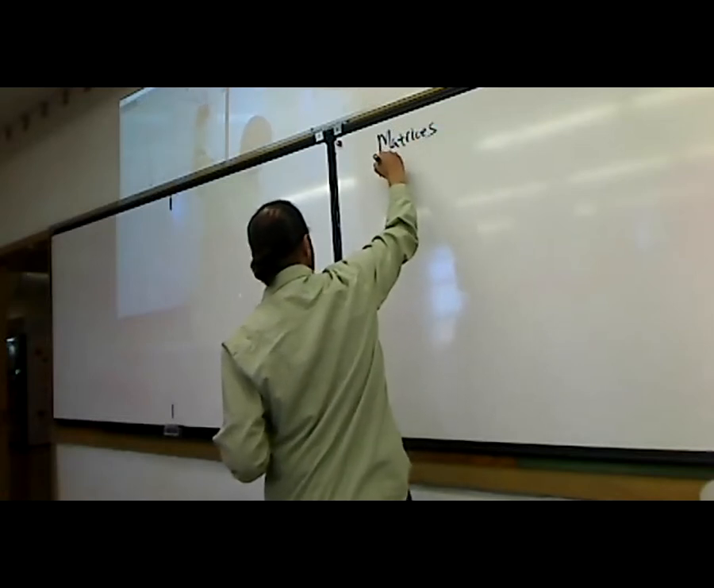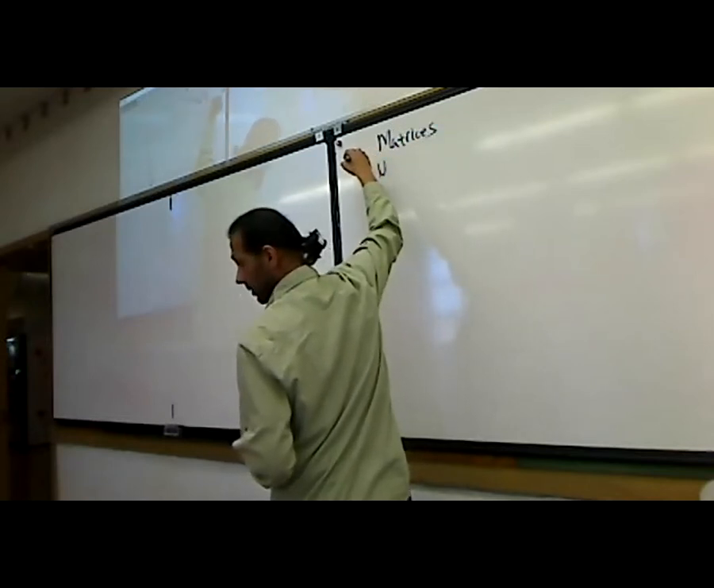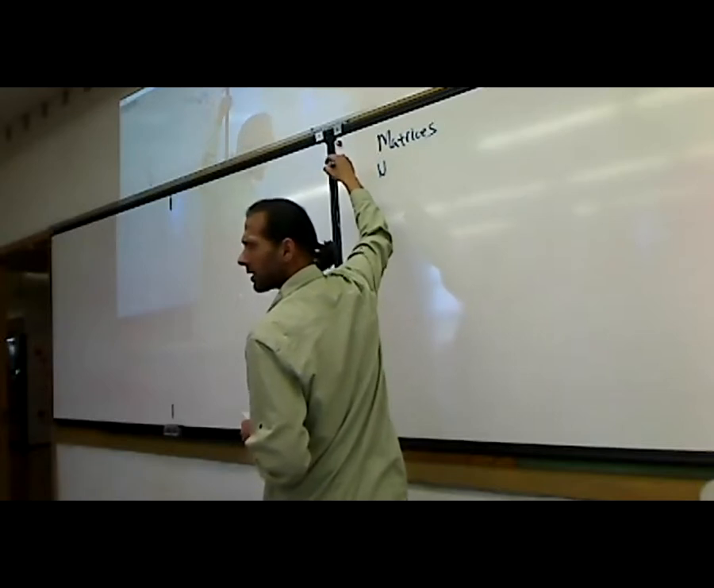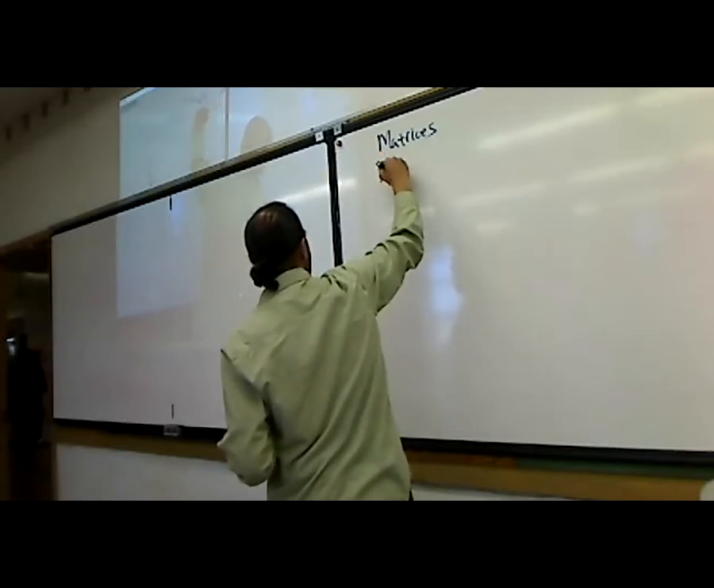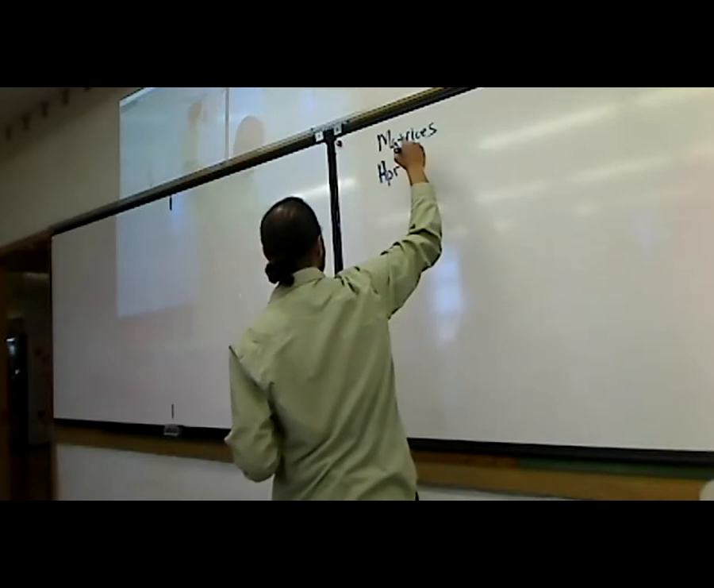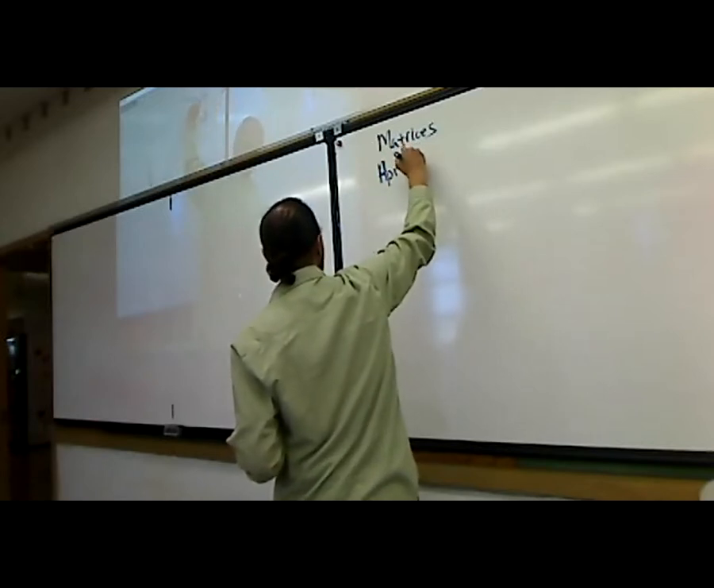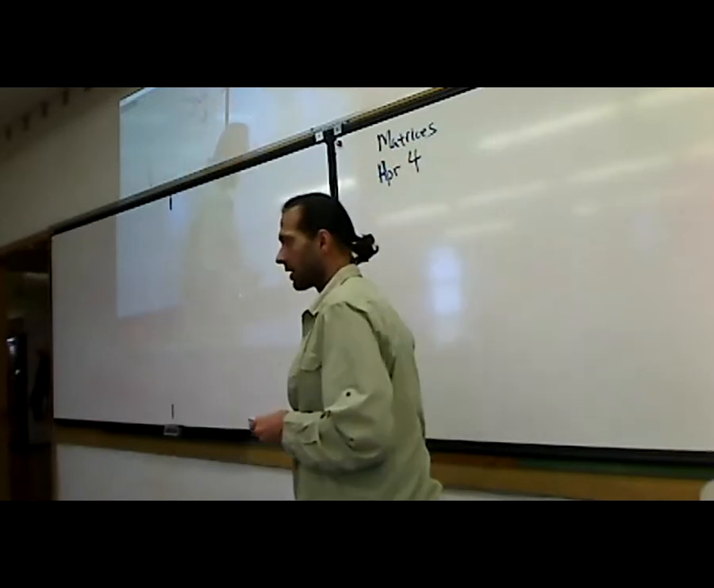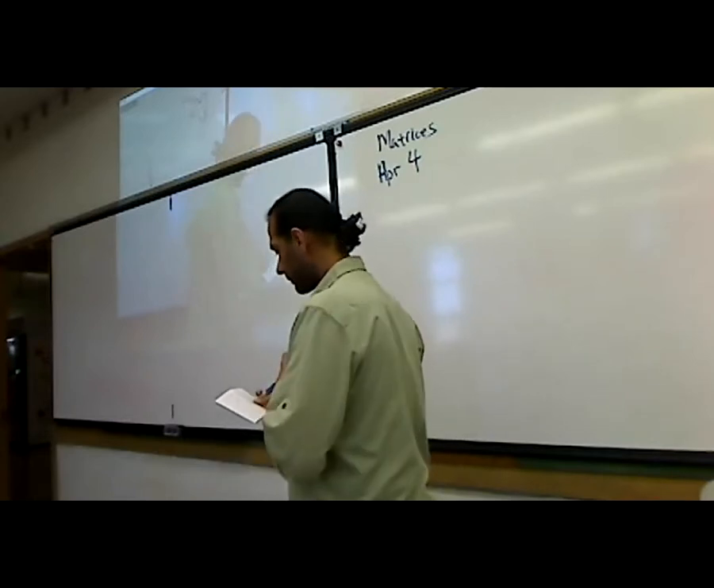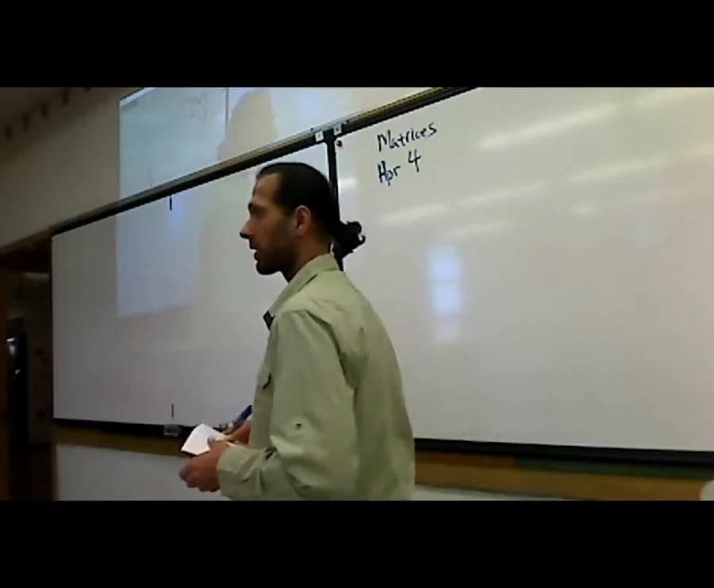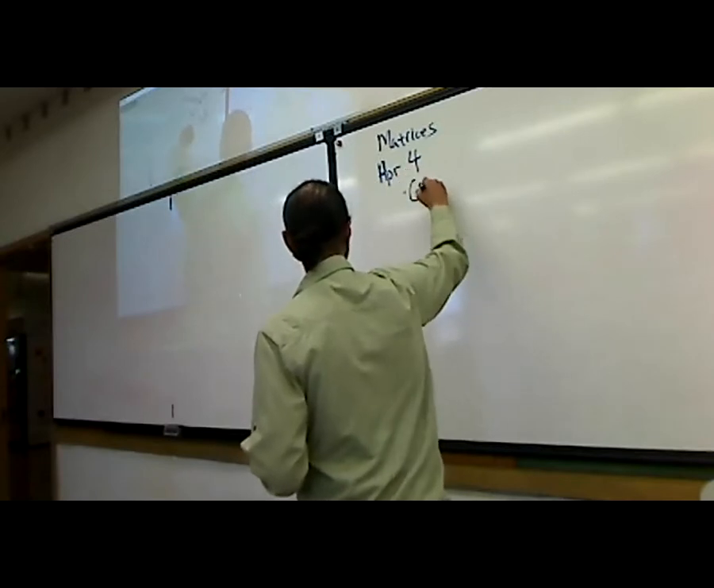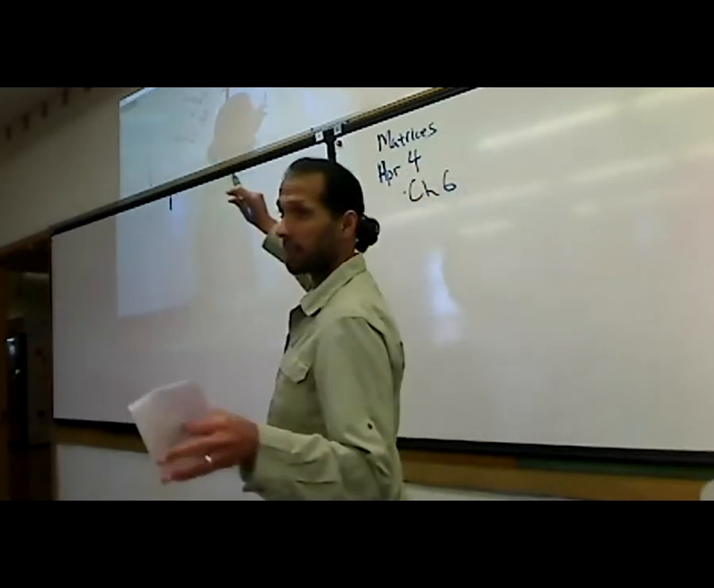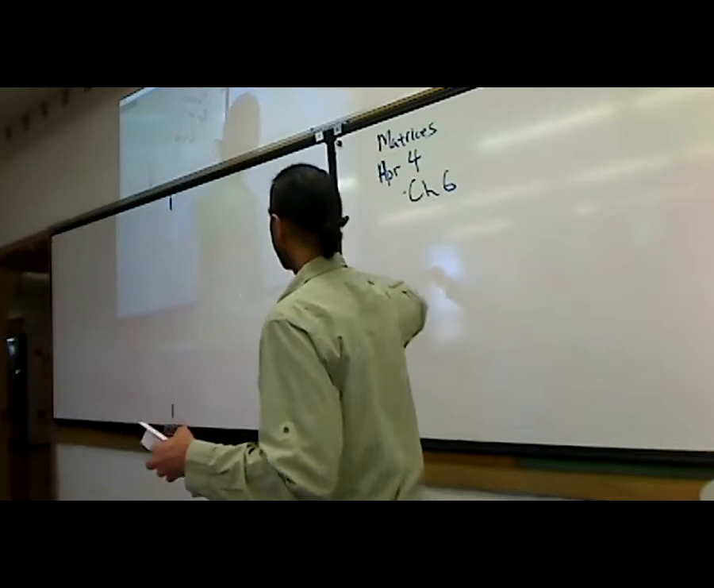For two weeks from now, what is that? April 3rd, 4th? Thursday's April 2nd? Sunday's March 31st. Monday's the 1st, so April 4th. For April 4th, I want to make sure if you haven't had a chance, please read chapter 6, or whatever chapter it is in your book on matrices.